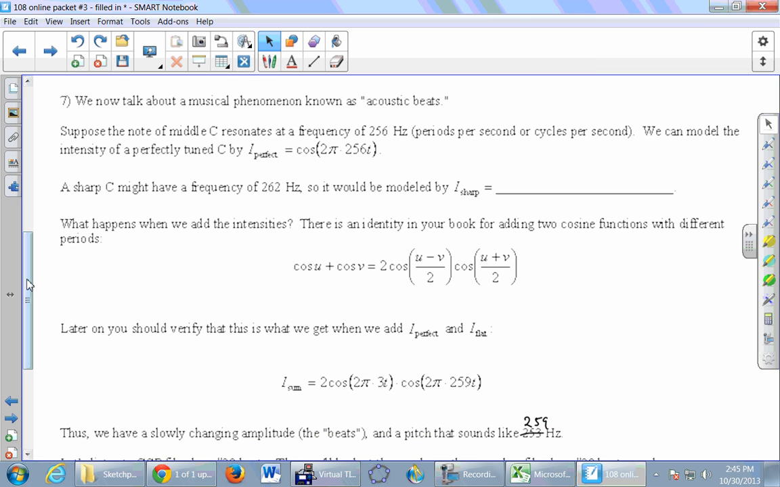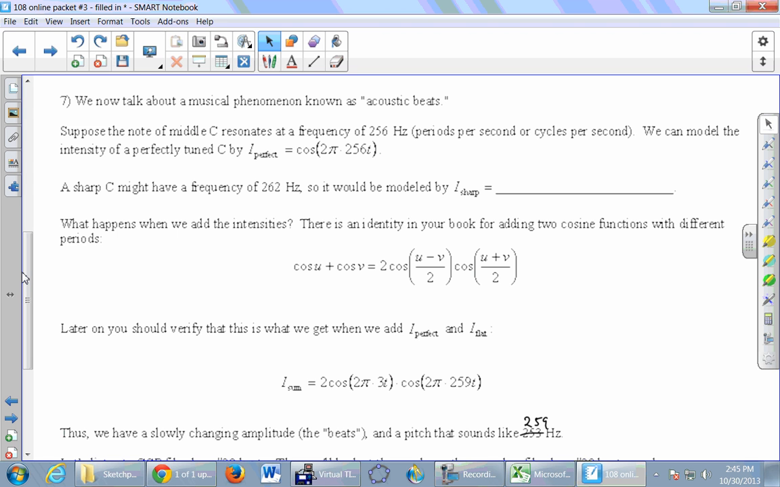Okay, number 7. We now talk about a musical phenomenon known as acoustic beats. Suppose the note of middle C resonates at a frequency of 256 hertz, which is periods per second or cycles per second. That's a lot of sine oscillations per second, but that's what it sounds like when you play middle C. It's 256 complete sine oscillations per second.